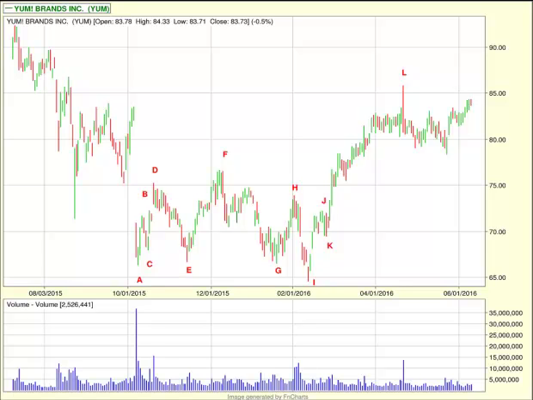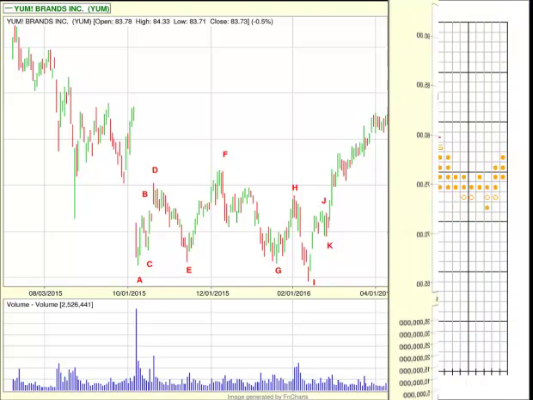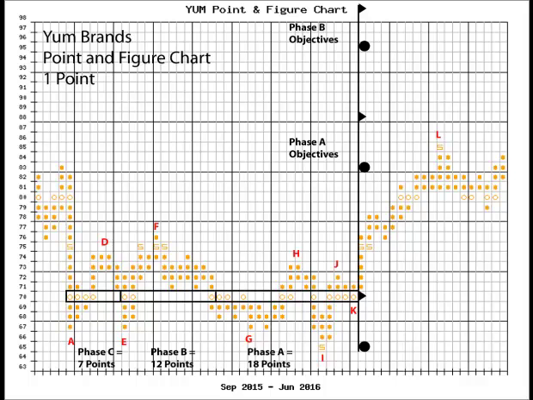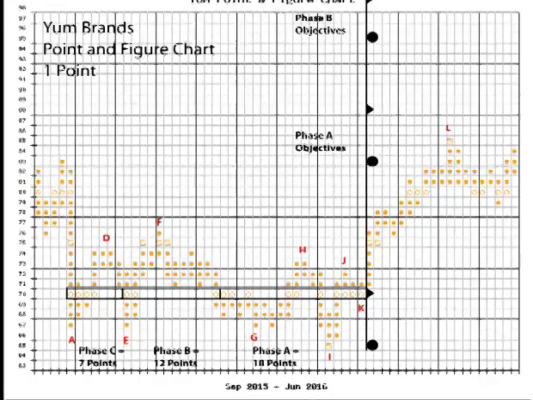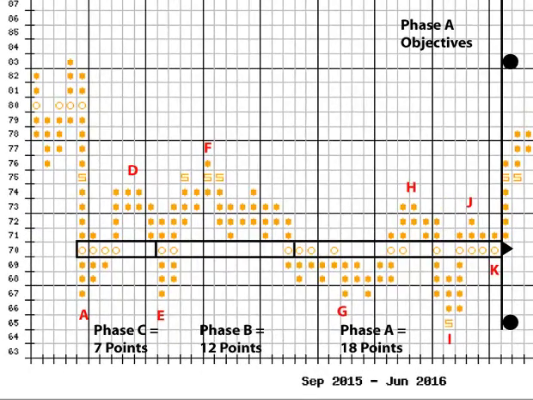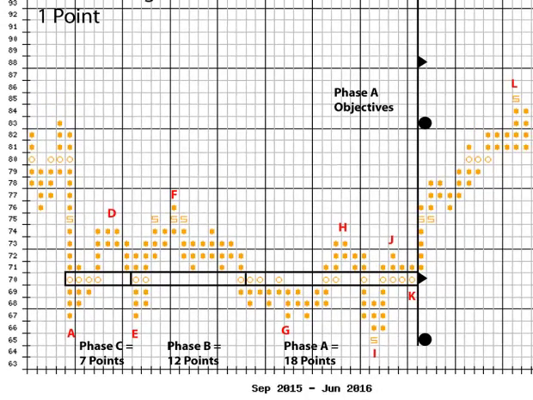Point K is where we can begin the count. Counts are taken from 2 points. In this case, the first is from the secondary test. The second is from the low with a spring. This provides an objective range. In most cases, the count that establishes the stock objectives is divided into phases. The Yum Brands total count consists of 3 individual phases. Phase A is 18 points. This gives Yum Brands an initial objective of between $83 and $88 per share.